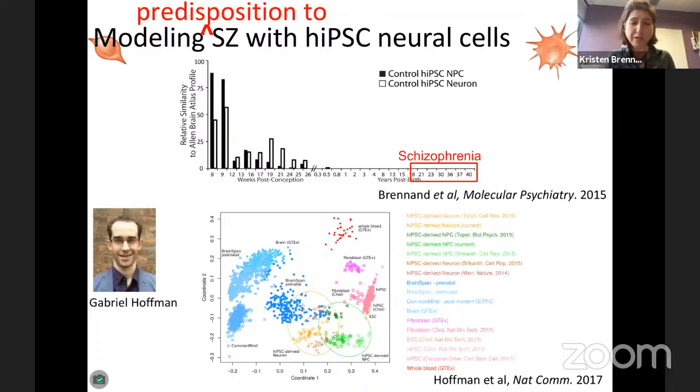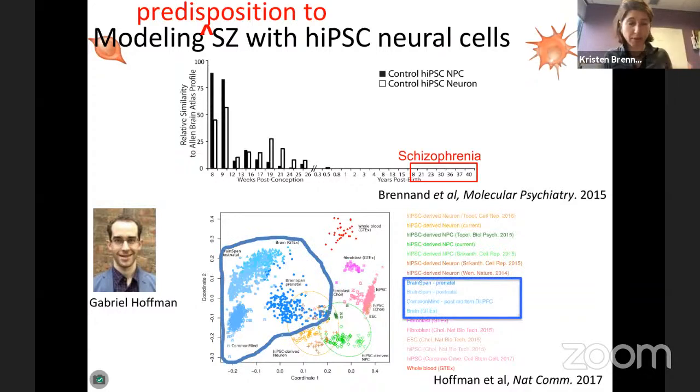So here he's got hundreds of brains from the Common Mind Consortium, the Allen Brainspan collection, the GTEx collection, as well as all of the IPS-derived neural progenitor cells and neurons that my lab had generated to date, that Tracy Young-Pierce's lab at Harvard had generated, and Gu Li Ming and Hong Jun's lab at Johns Hopkins at the time had generated.